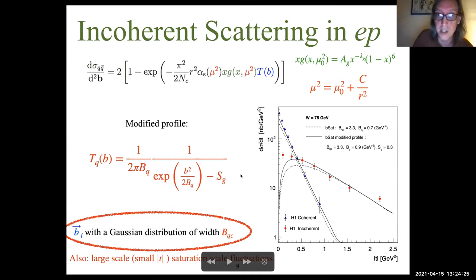how correlations between gluons. And we see that we can get a reasonable description of the coherent cross-section with that, and the incoherent cross-section actually gets improved for small t when we do this, which is not so surprising since the whole cross-section gets lifted a bit by this. Right, so we end up with SG here is 0.3 in this case.